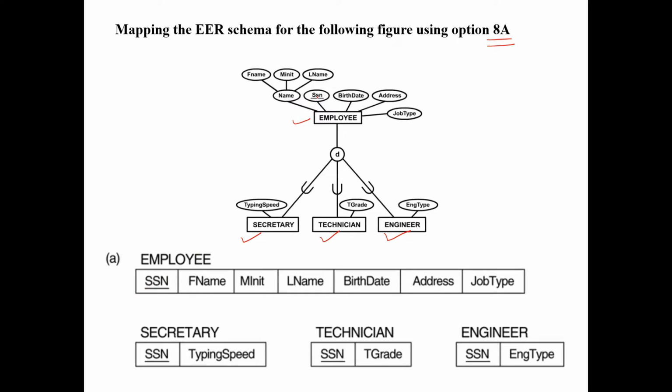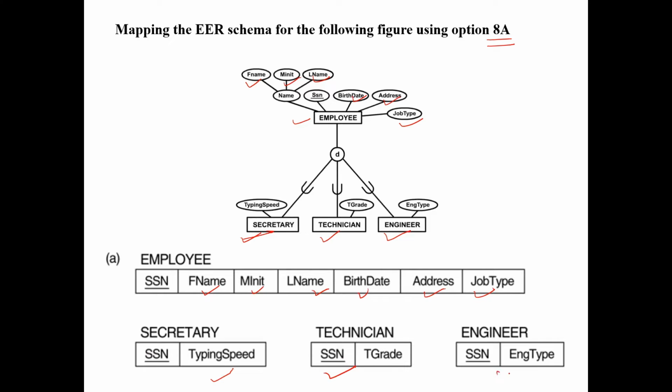So SSN, social security number, first name, middle initial, and last name. Then birth date of the employee, address of the employee, and the job type of the employee. All the attributes which we can see in the ER diagram will be specified here in the relational schema. Next, for the secretary, we are creating a separate relation. For technician, we are creating a separate relation.